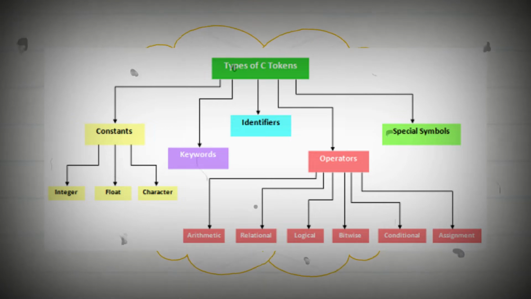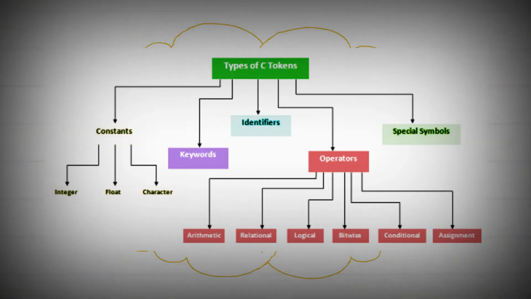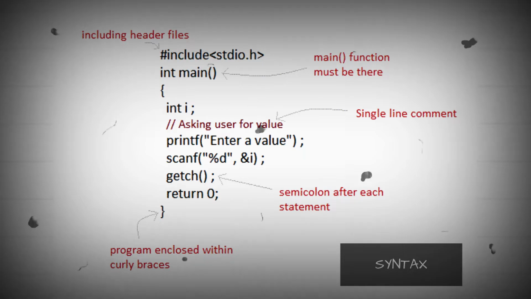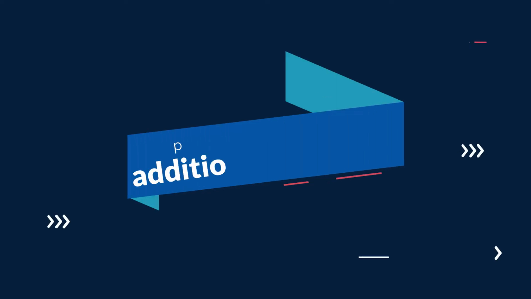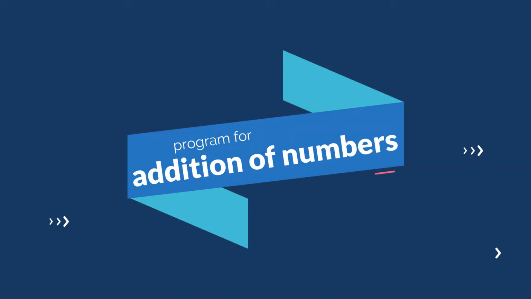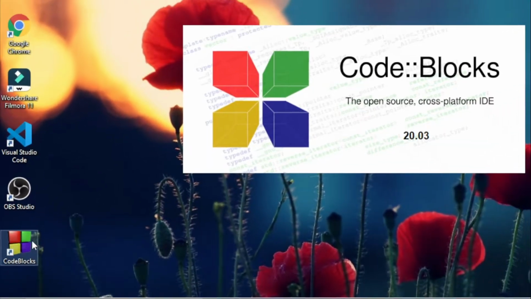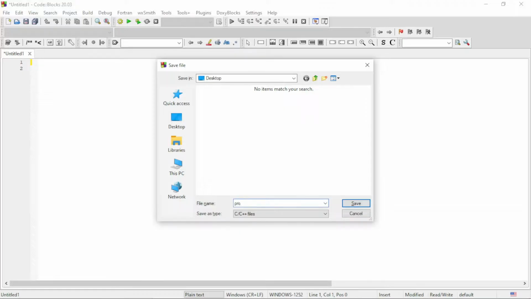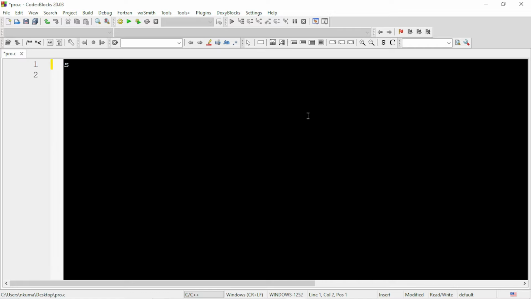If you are familiar with C tokens and the syntax of this programming language, you can write a program very easily. We will write a program to add two integers. For this, let's open the CodeBlocks IDE, create an empty file and save it as a C file. Now, starting with the header section, we will write #include <stdio.h>.